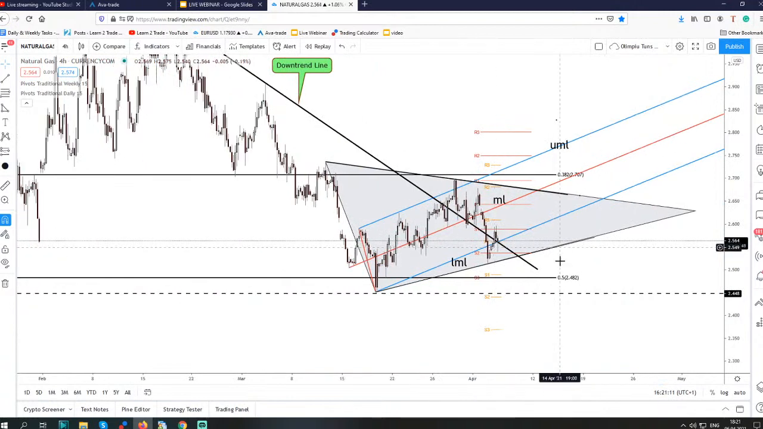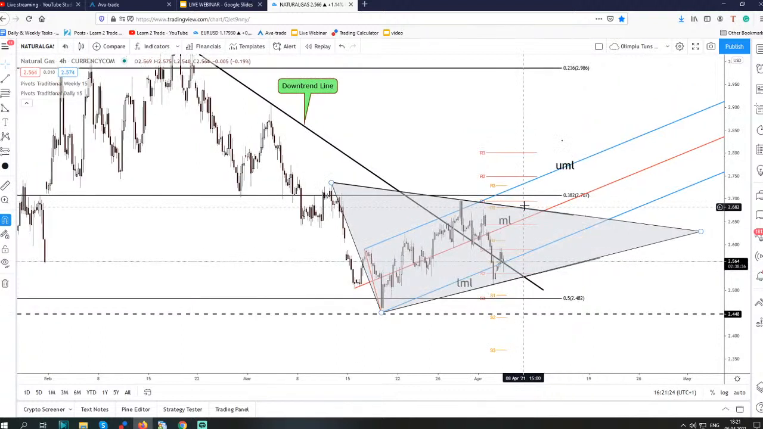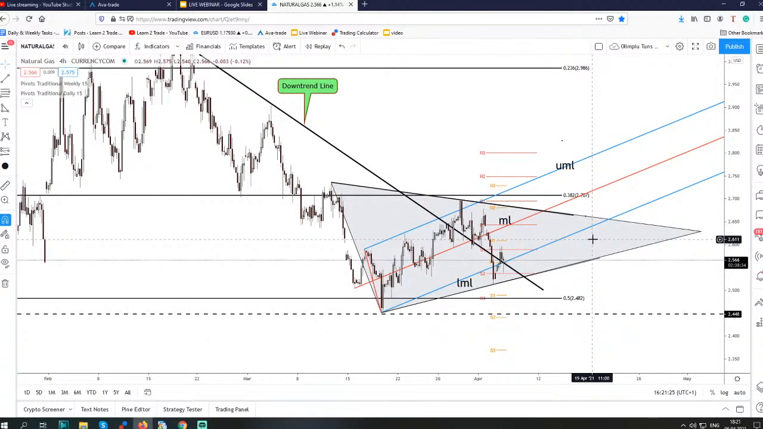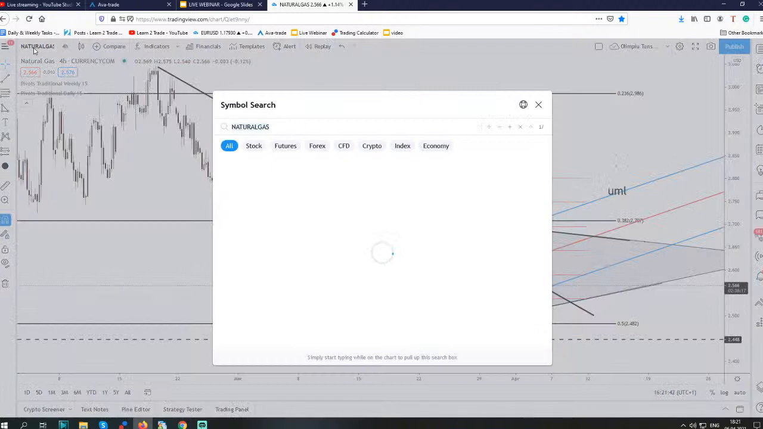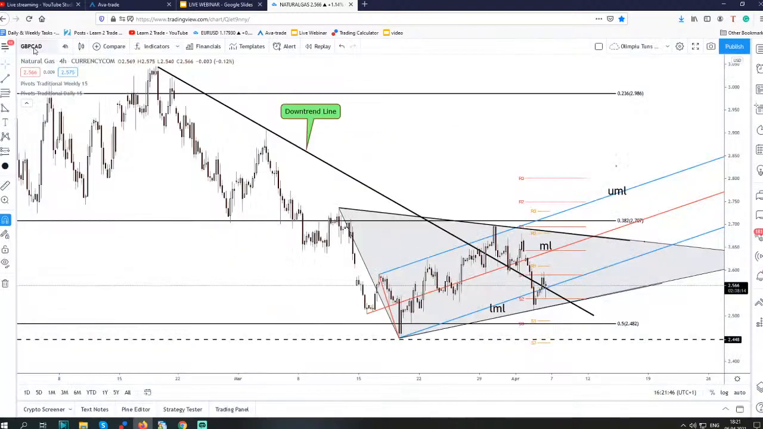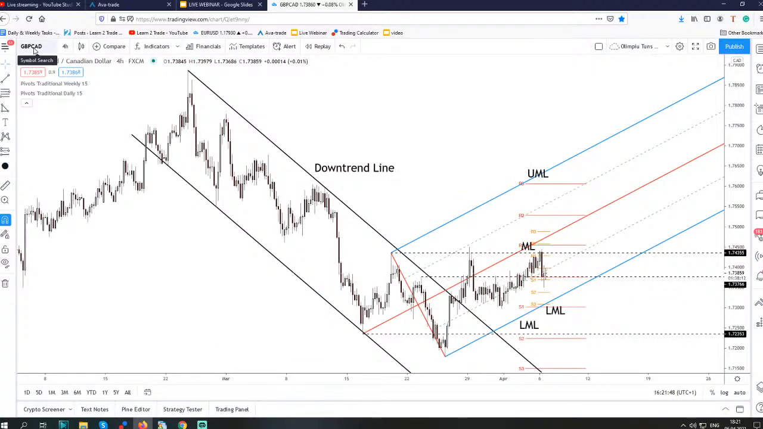If we'll have a downside breakout, then we could look for short opportunities, and if it will have an upside breakout here from this pattern, then we will look for long opportunities. We will send signals, the potential signals, into the VIP group if we'll have an opportunity here on natural gas. GBP versus the Canadian dollar. Someone wanted me to take a look on this one too.